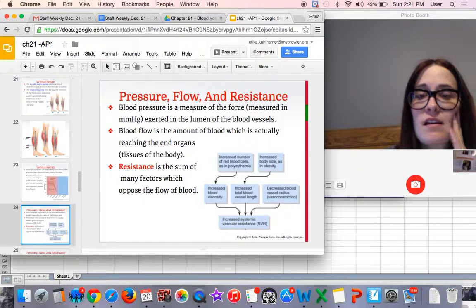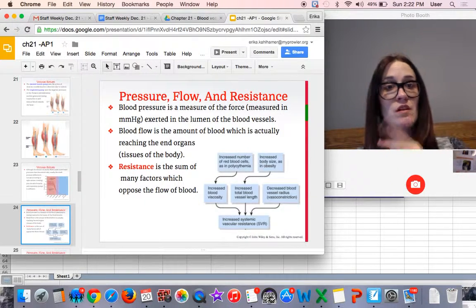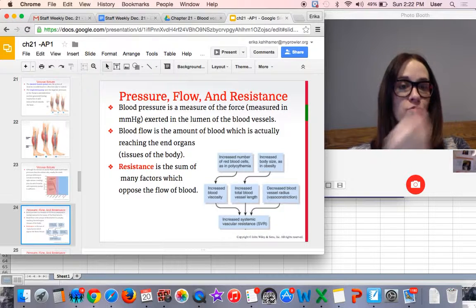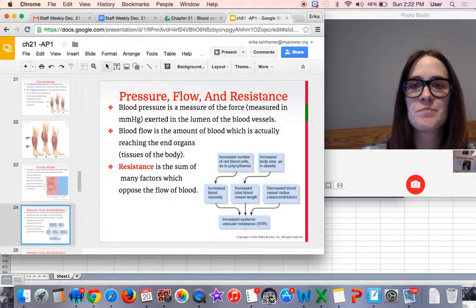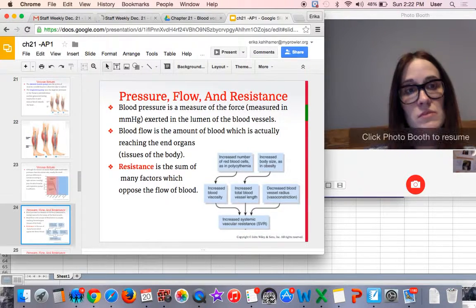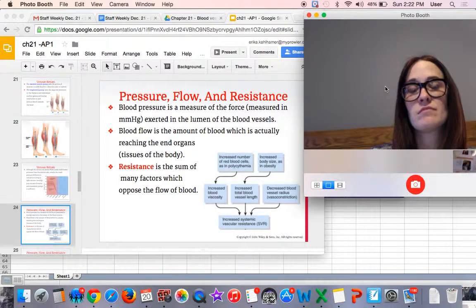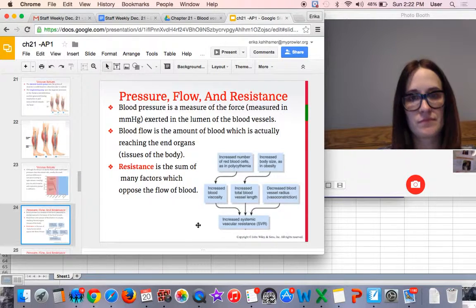So blood pressure is simply the measure of the force that's pushed against the walls of the arteries. So in the lumen, or in the center of the blood vessel, the force that's pushed against the side. We talked about the systolic and the diastolic in the arteries. Blood flow, a different term, is the amount of blood that reaches the tissues, okay? And resistance is the sum of many factors that oppose the movement of blood.